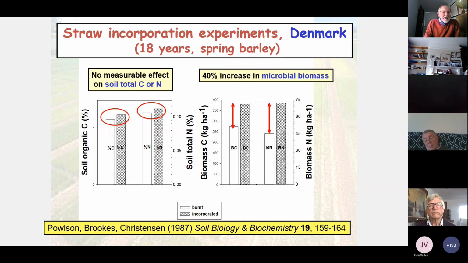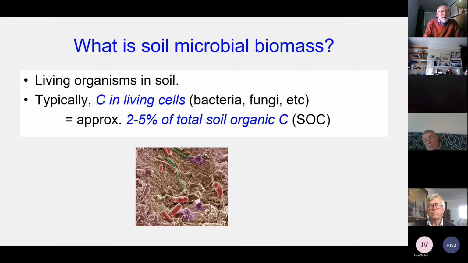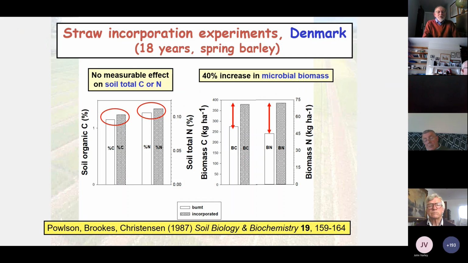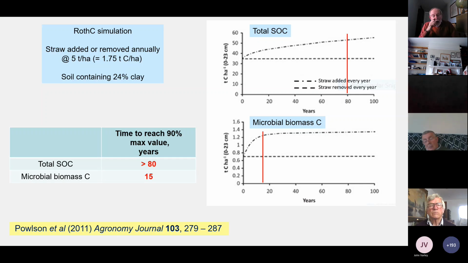So we said, as we said in the title of our paper, those measurements of microbial biomass could give early indication, or I think we used the word early warning system for soil carbon changes. That's interesting.